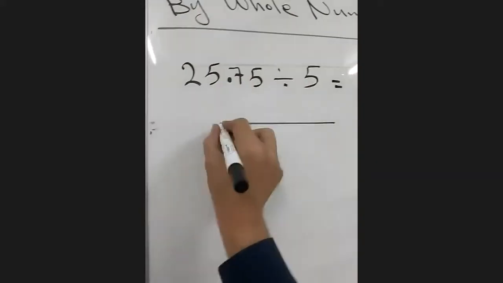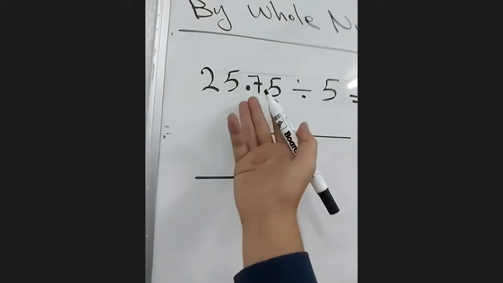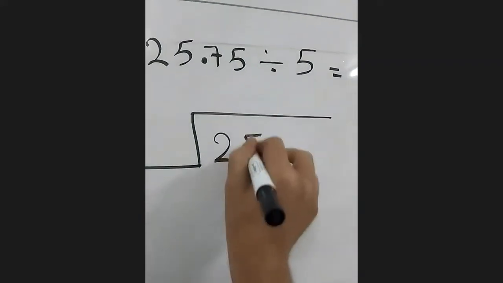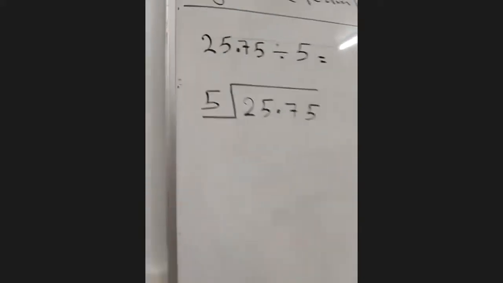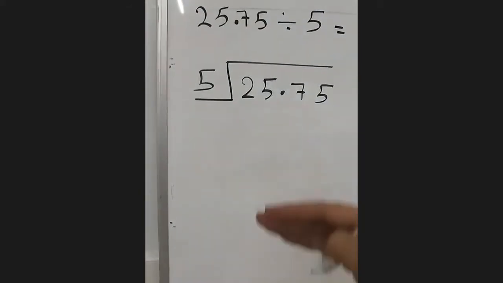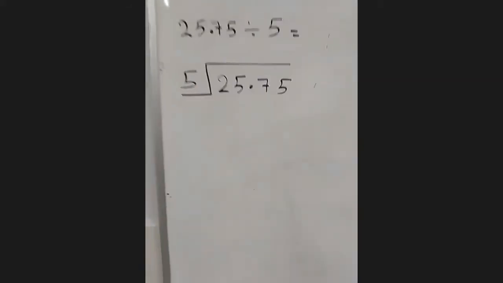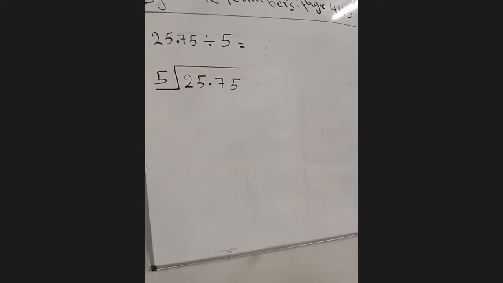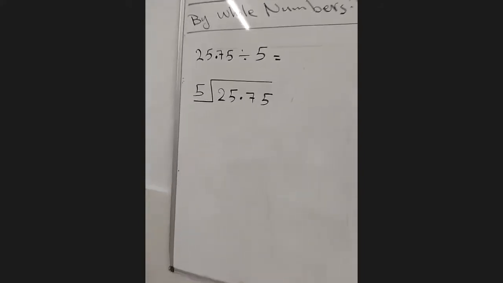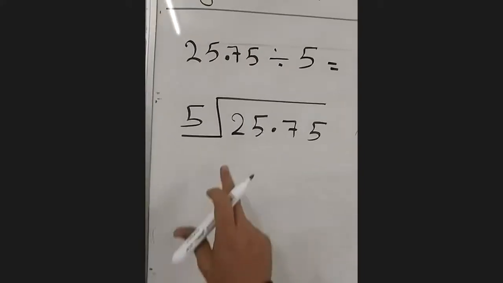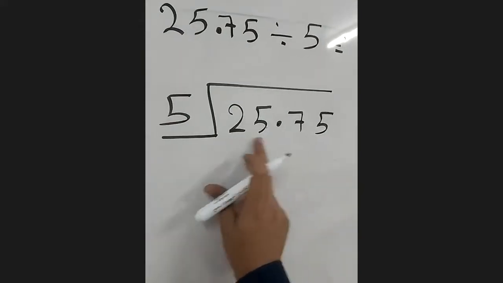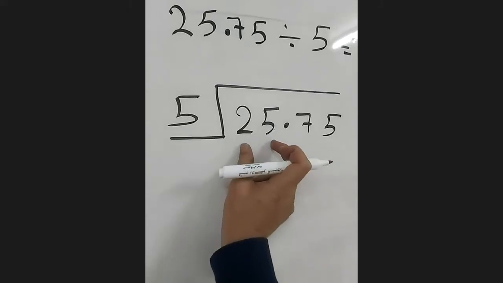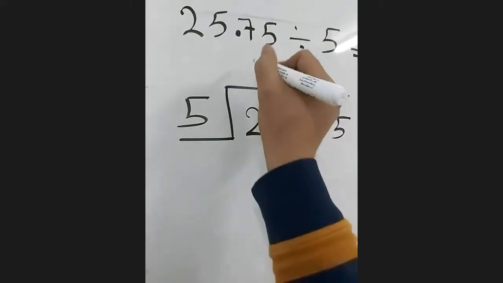For example, we'll do this long division. This is the dividend. We put it here: 2, 5, decimal 7, 5 divided by 5. And we will do the same steps, guys, of the long division. We did a lot of long divisions before, so we'll do the same steps. I'll start with the first number, 2. 2 is less than 5, so I cannot divide. I'll take the two numbers, 25. Now 25 divided by 5 is 5.